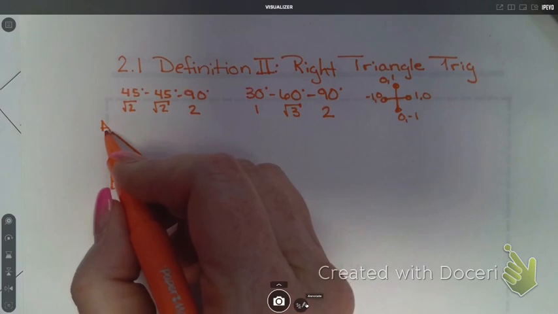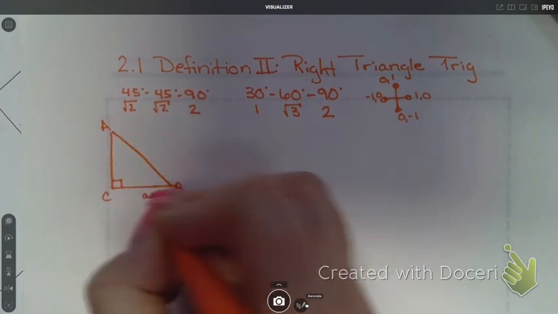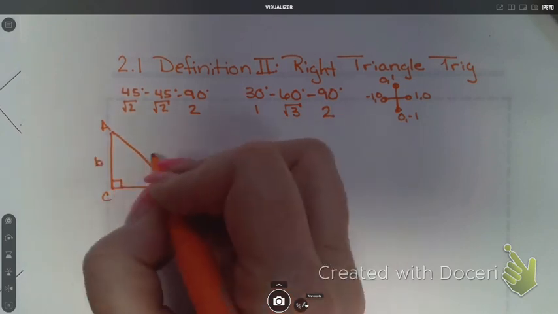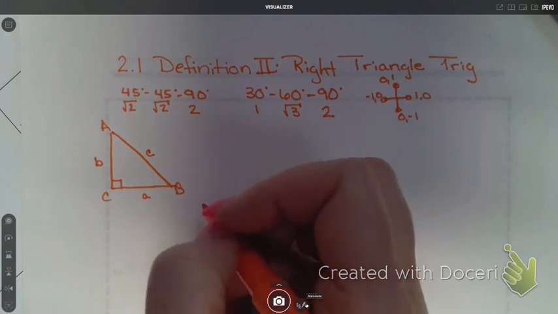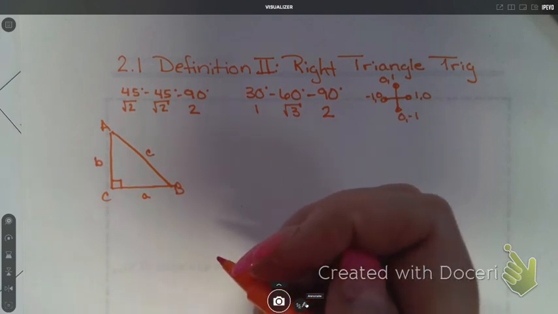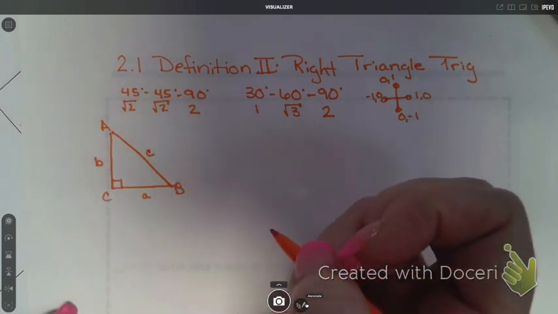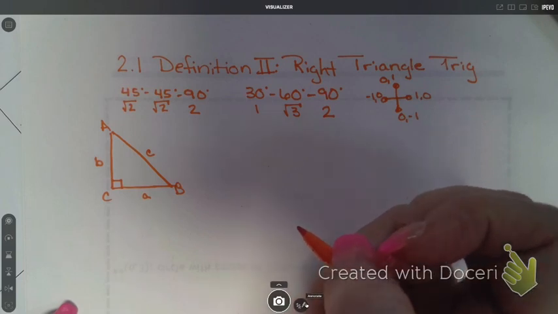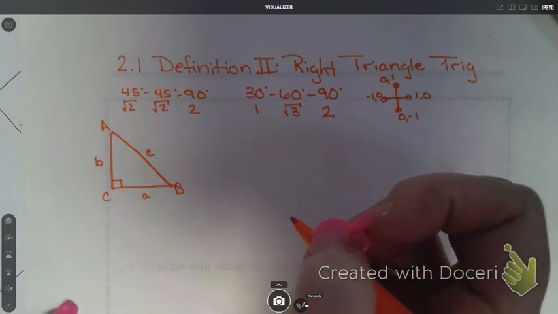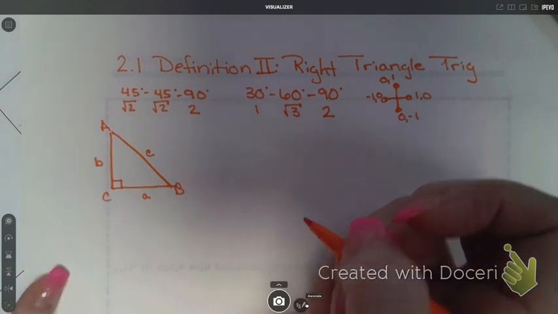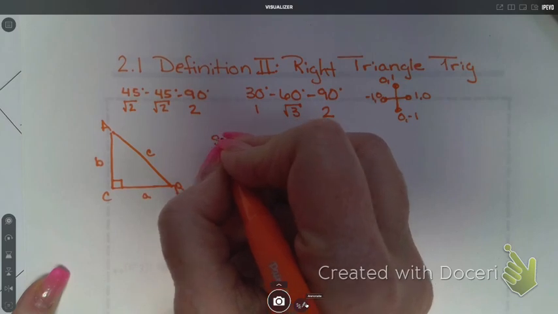Remember, across from angle A is side what? A. Across from angle B is side B. Across from C is side C. Angles are capital, lowercase are sides. So SOHCAHTOA can only be used in right triangles. And I'm not even going to worry about cosecant, secant, or cotangent because those are just the what? They're just the reciprocals.